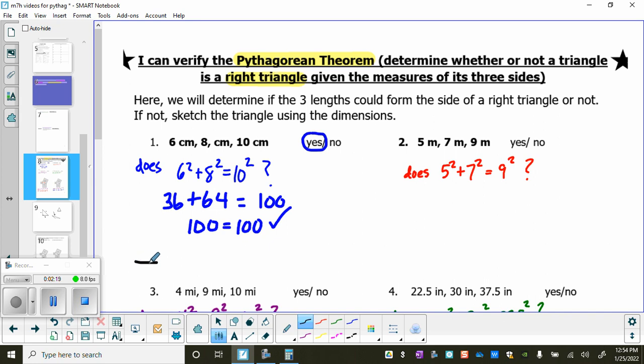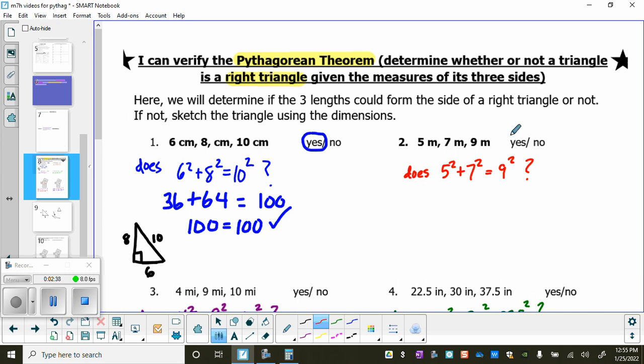And we can just briefly sketch it. If this side is a 6, the 8 needs to be a little bit more than that. And then the 10 would be the hypotenuse side right here. So that would be our right triangle. So yes, we have a right triangle here. All right, now let's look at the next one.